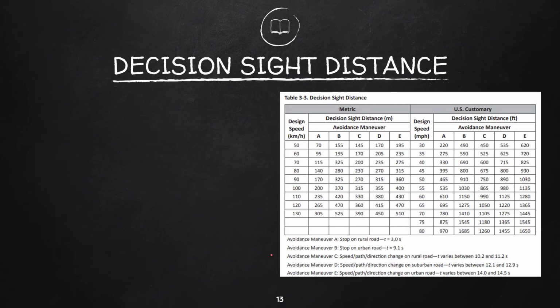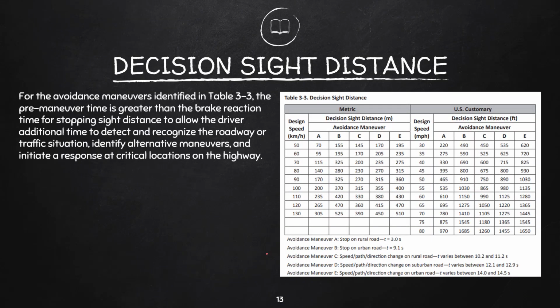Okay? For the avoidance maneuvers identified in Table 3-3, the pre-maneuver time is greater than the brake reaction time for stopping sight distance to allow the driver additional time to detect and recognize the roadway or traffic situation, identify alternative maneuvers, and initiate a response at critical locations on the highway. This is what I was telling you earlier in the image that I have shown you. We provide more reaction time.